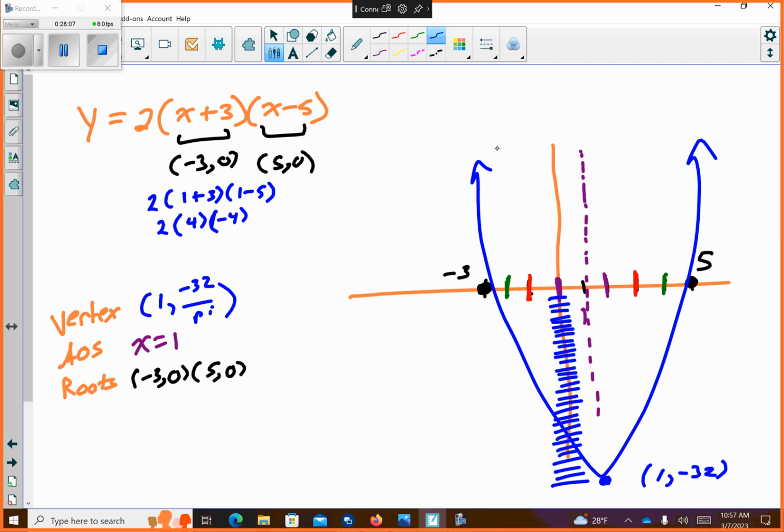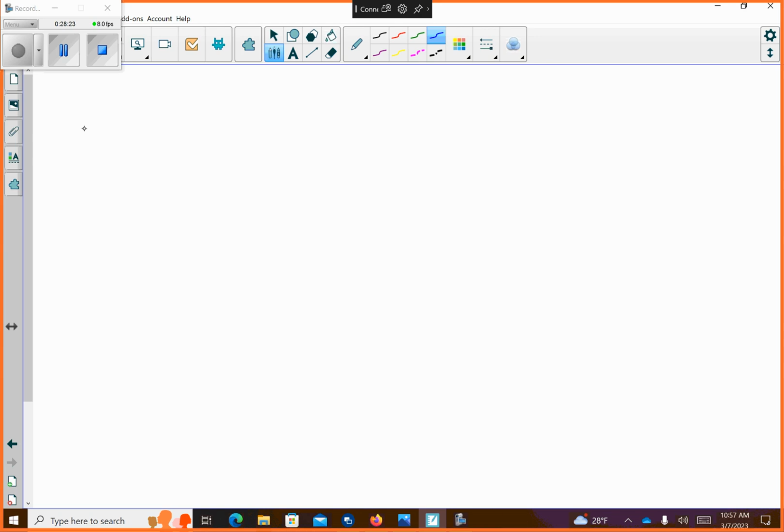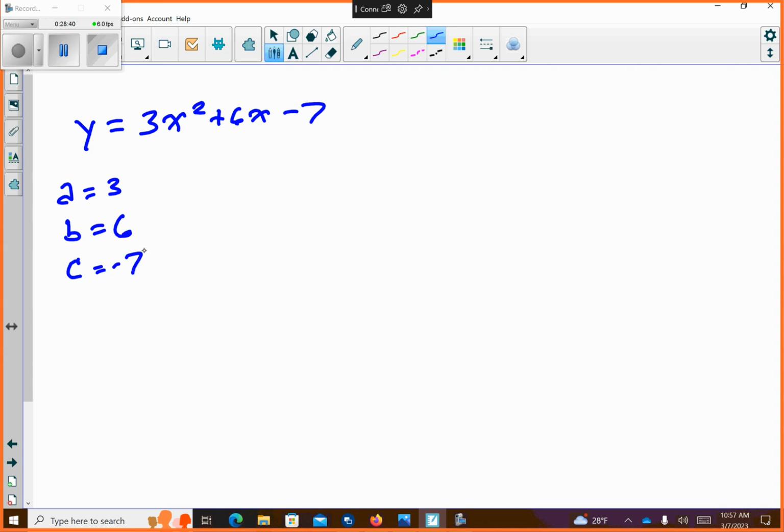Okay, so we did one that was one way, one was the other way. And there was the third way, which I could do quickly. You ready? All right, so let's say we have y equals 3x squared plus 6x minus 7. What's my a value? B value? C? Negative 7. Okay.